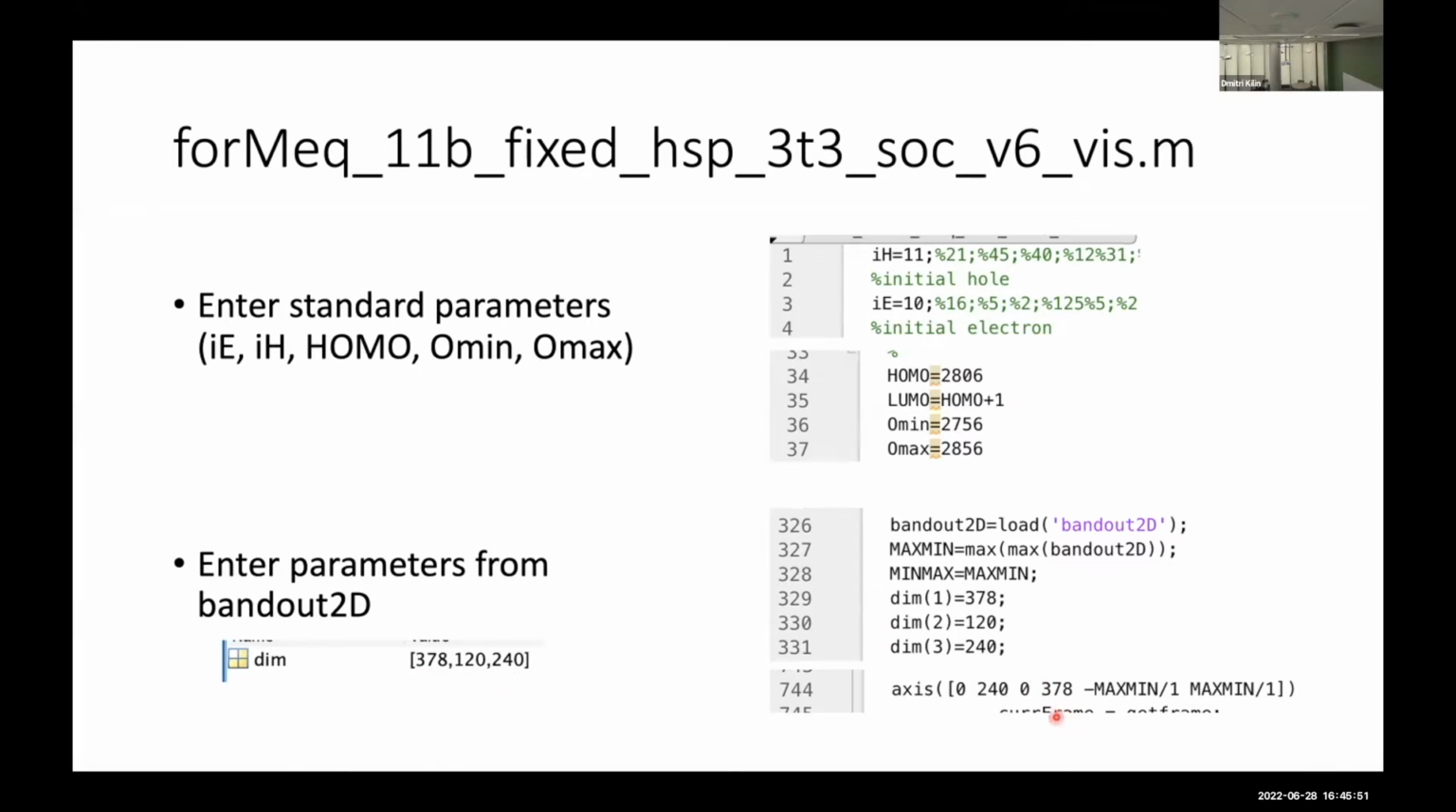Another place you need to change is this line, which is toward the end of a really long for loop. This is what gives you the axis you're interested in. So you can see that I've matched it up to dimension 1 and dimension 3 because I'm looking at the XZ plane.